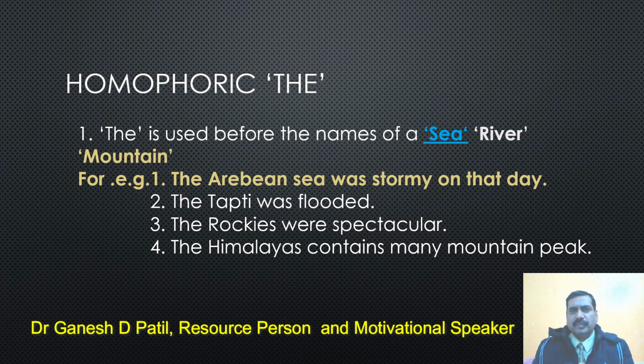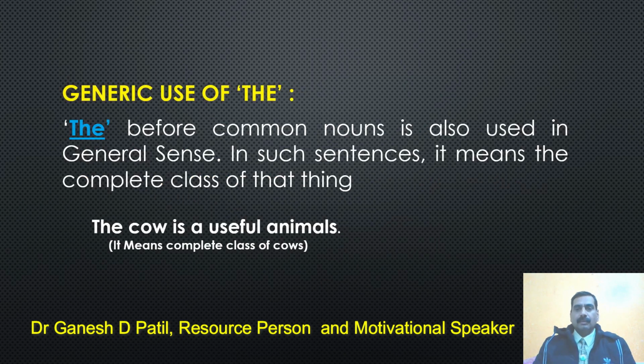When the article the is used before nouns like king, queen, it means the king or queen of a specific region that is mentioned. When the article the is used in a generic sense, in a general sense, before a particular common noun, when a singular noun takes the before it but means a complete class, that particular noun represents a whole class, then it is called the generic use of the article the. For example, the cow is a useful animal. It means all the animals belonging to the category cow, to the class cow. So the cow represents all the cows in the world.